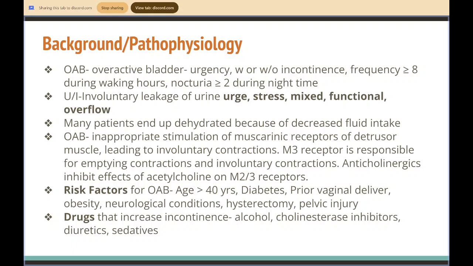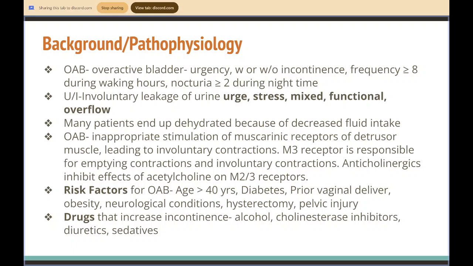All right. Now, urinary incontinence is the involuntary leakage of urine. Different categories. We have urge, we have stress, we have mixed, we have functional, and we have overflow. Many patients end up dehydrated because of decreased fluid intake, and so you have to keep that in mind when treating patients with this condition.